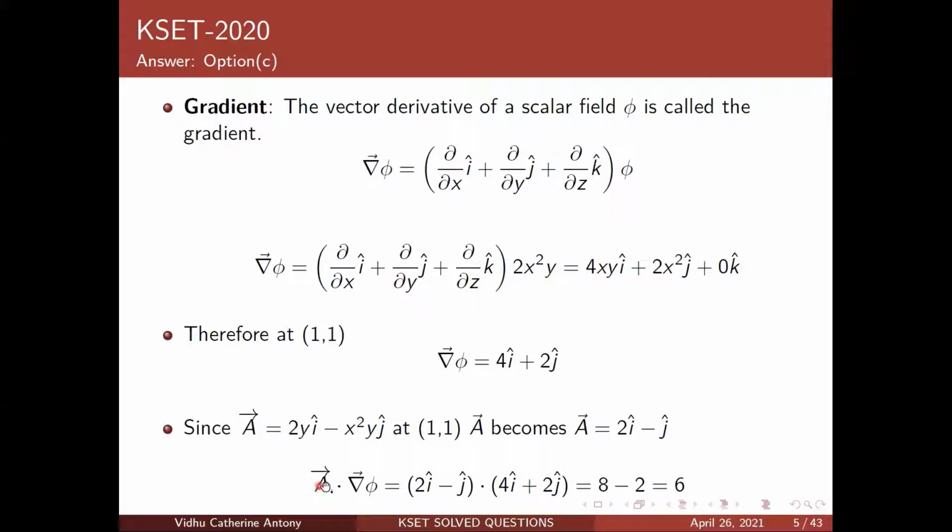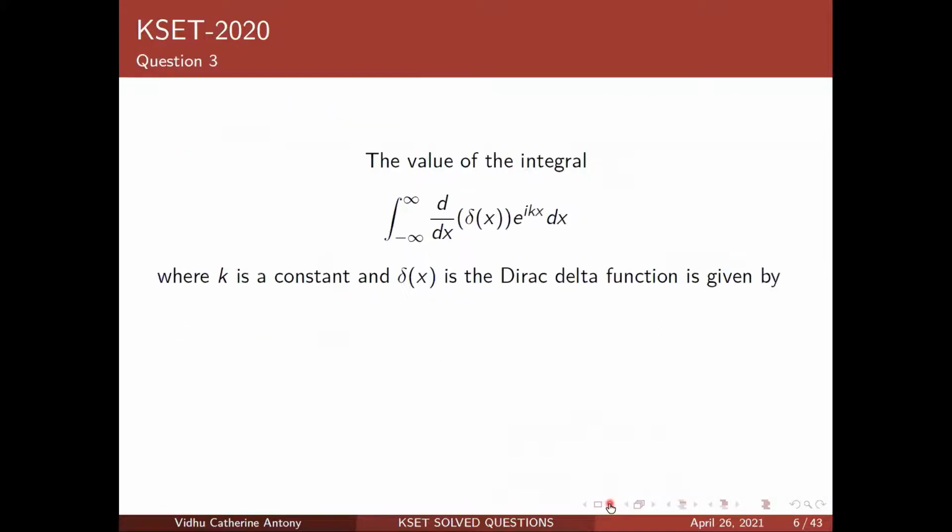And then you have this. A dot del phi, which is the quantity that they've asked you to calculate, is equal to 2i cap minus j cap dot product with 4i cap plus 2j cap. And that should give you 4 twos are 8 minus 2. That's going to be 6. So that's a very easy problem to look into.